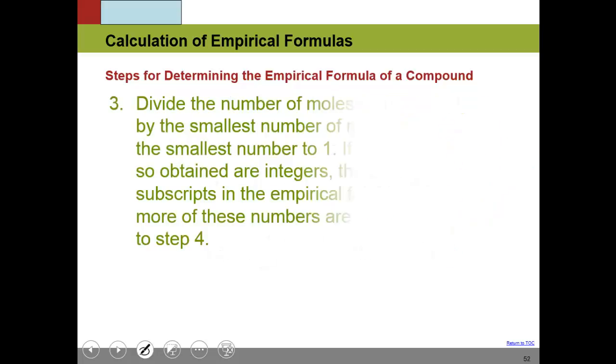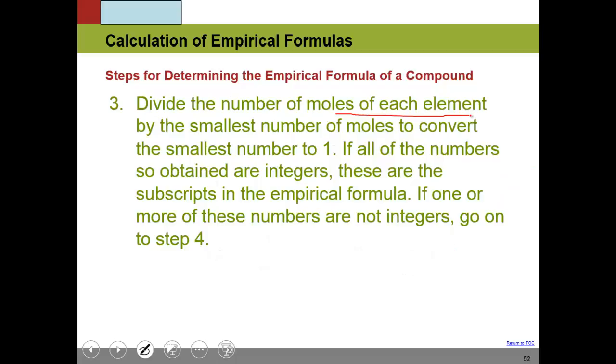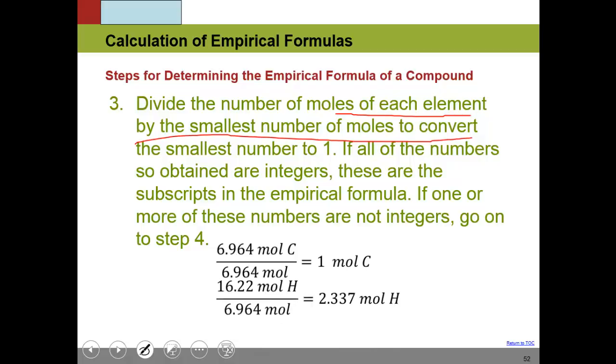And so what we do next is we divide the number of moles of each element by the smallest number of moles present, okay? The 6.964 moles of carbon is the smallest number of moles. So if we divide that by 6.964, we see that for every 1 mole of carbon, we take the 16.22 moles of hydrogen and divide it by the 6.964, the smallest number of moles present. We'll see that we have 2.337 moles of hydrogen. Now, this is not close enough to 2 to round down. And so we'll look at the next step here.